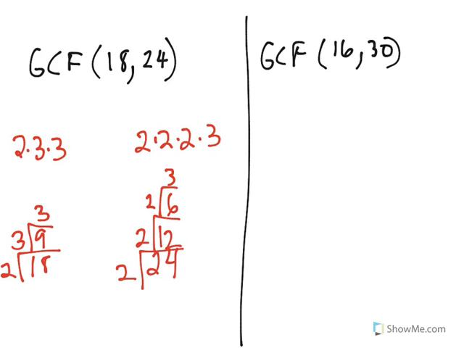Now let's cross off our duplicates. That's it for the duplicates: just 2 and 3 are duplicated, so the greatest common factor of 18 and 24 is 2 times 3, which is 6. Let's take a look at the next one. We'll break 16 down to its prime factors, and we just did that before.